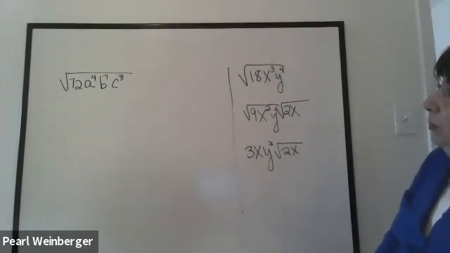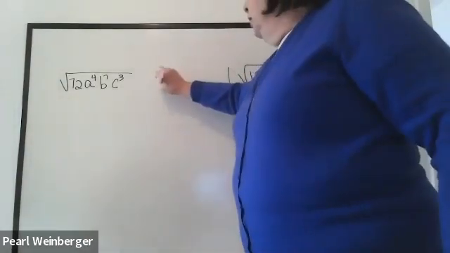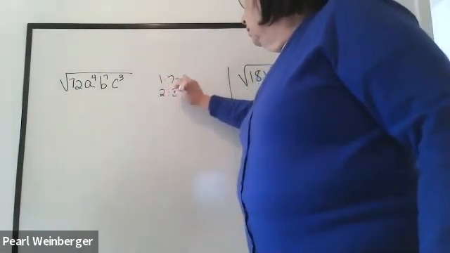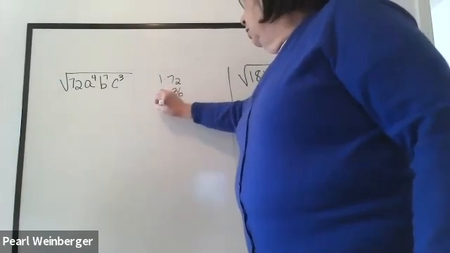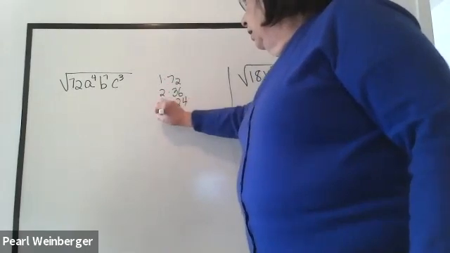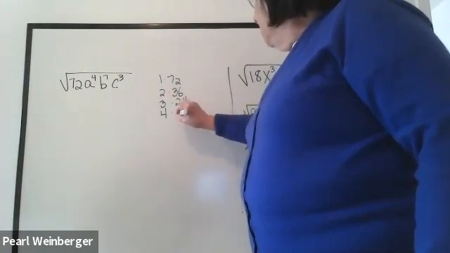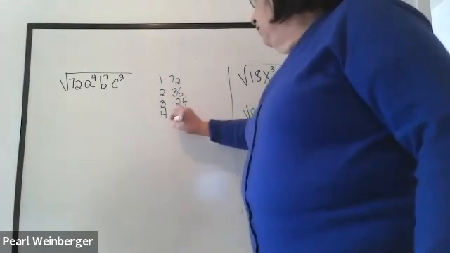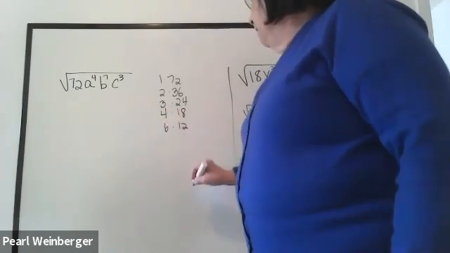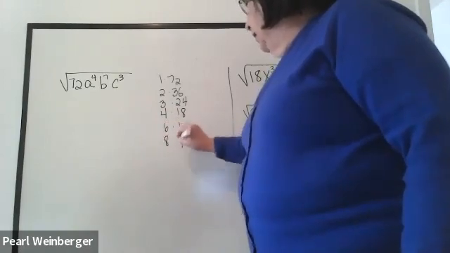Okay, so what can we break 72 up into? Well, let's see. 72 is 1 times 72. It's 2 times 36. It's 3 times 24. It's 4 times 18. Not 5, 6. 6 times 12. And 8 times 9. I think that's about it.